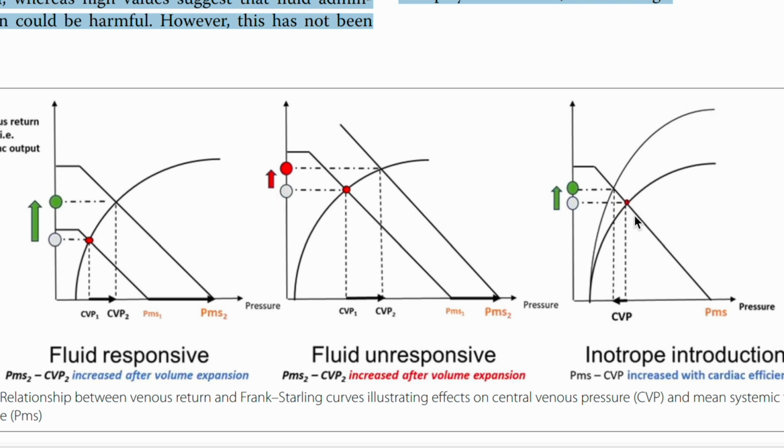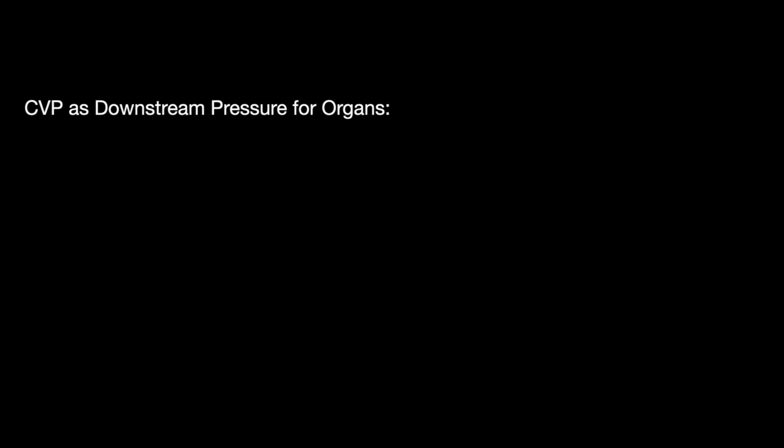And in this case, by using inotropes, you have improved the contractility, thereby reducing the venous congestion. Previously the CVP was higher, and as the contractility improved, your venous return improved and the CVP has come down. So this is how you can treat these types of patients.